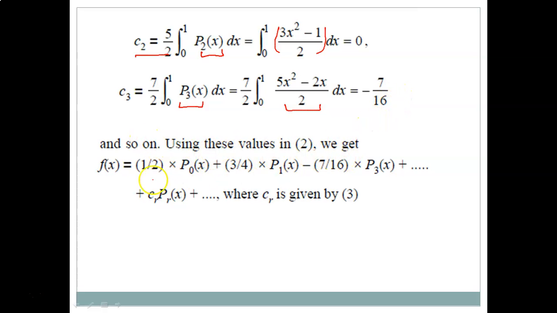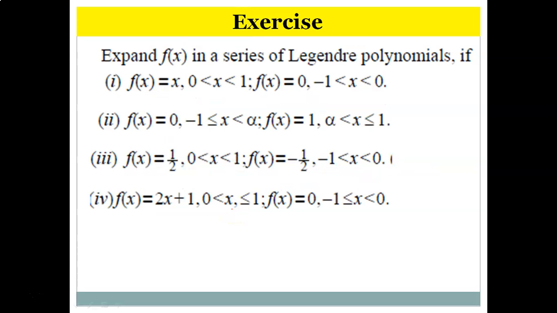Substituting these values in the expression, you have f(x) equal to this. So this is the expansion of that function in terms of the Legendre polynomial. These are the exercises regarding the series expansion of a function f(x) in terms of Legendre polynomials, where the values of f(x) are given like this. That's it about this lecture. Thank you.